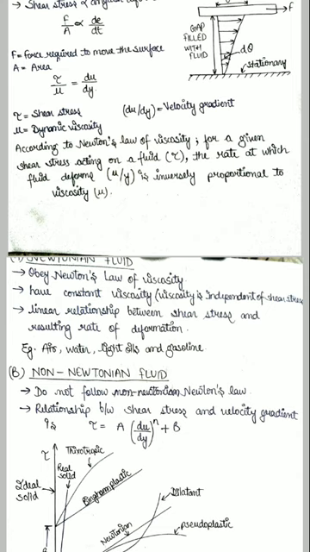Tau equals mu times du over dy, where du over dy is velocity gradient, tau is shear stress, and mu is dynamic viscosity. According to Newton's law of viscosity, for a given shear stress acting on a fluid, that is tau, the rate at which the fluid deforms, that is du over dy, is inversely proportional to viscosity.